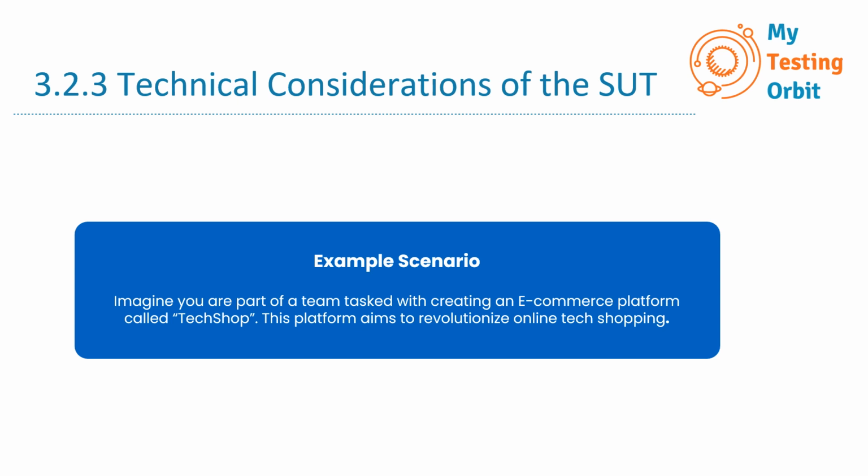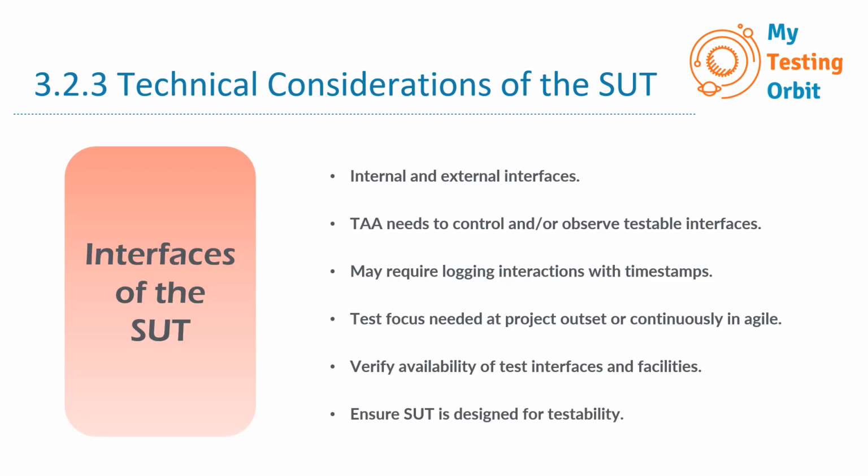Okay, now let's start with our first technical consideration, which is interfaces of the SUT. An SUT has two types of interfaces: internal, which is inside the system, and external to the system environment or users. So we need to make sure that the test automation architecture can control and observe these interfaces, making them testable.